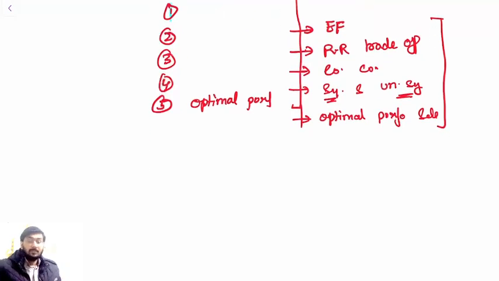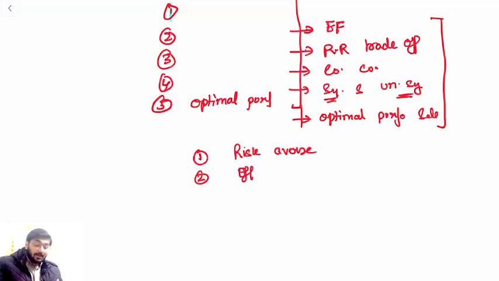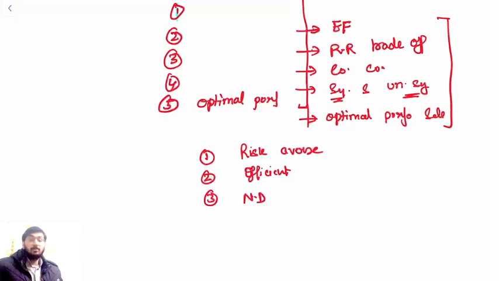Clear? Now, this theory has some assumptions. Assumption number one is that investors are risk averse. They are afraid of taking risk, and if they take the risk, they need a premium for that. They also presume that markets are efficient. Efficient means there is no mispricing in the markets. Returns are normally distributed, and investors care about the mean and variance. Clear? So this is the whole understanding.